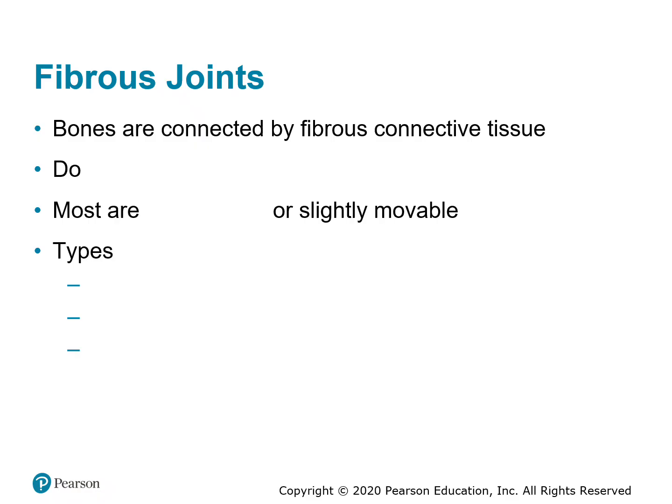What does that look like? That's going to be your dense regular, your dense irregular connective tissue. Since we are talking about attaching something from one bone to another, it's probably going to be a dense regular, and that one's full of collagen. Right? These fibrous joints do not have a joint cavity.